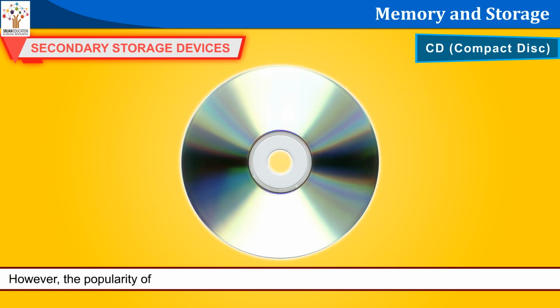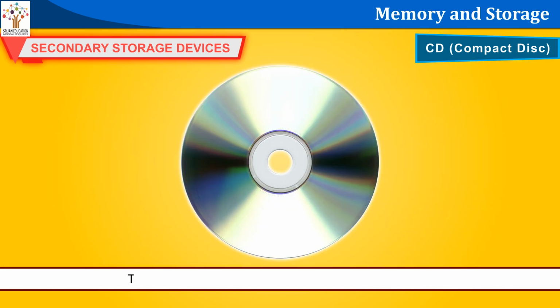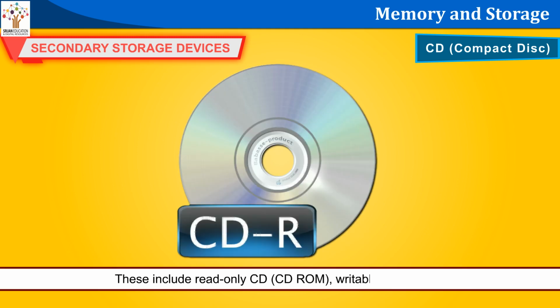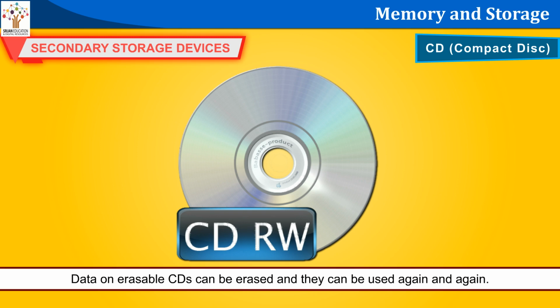However, the popularity of CDs has been slowly declining over the years due to availability of newer and better forms of storage devices. Moreover, a CD can easily get scratched and thus data stored in it can be lost or damaged. There are different types of CDs available in the market. These include read-only CD, CD-ROM, writable CD, CD-R, and rewritable CD or erasable CD, CD-RW. Data on erasable CDs can be erased and they can be used again and again.